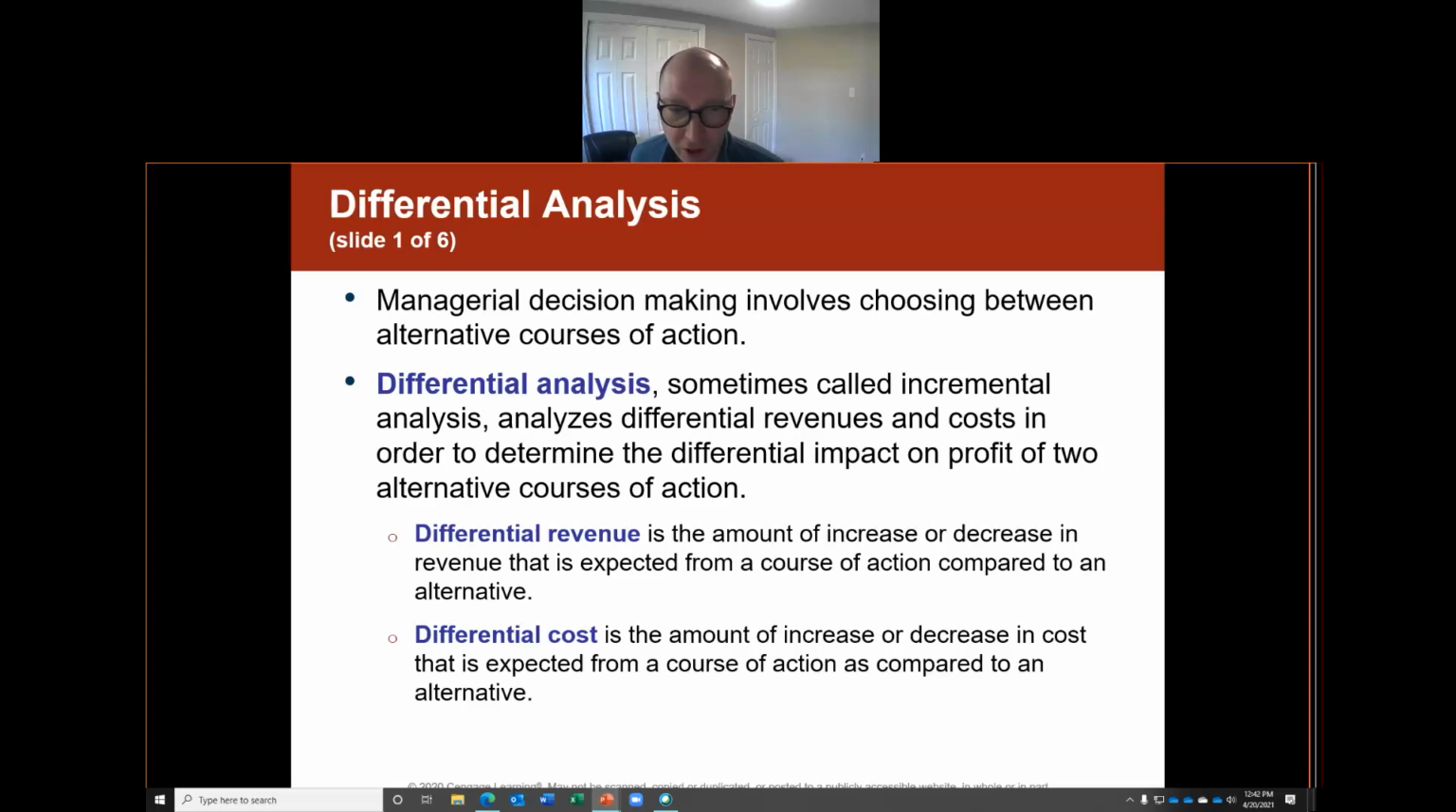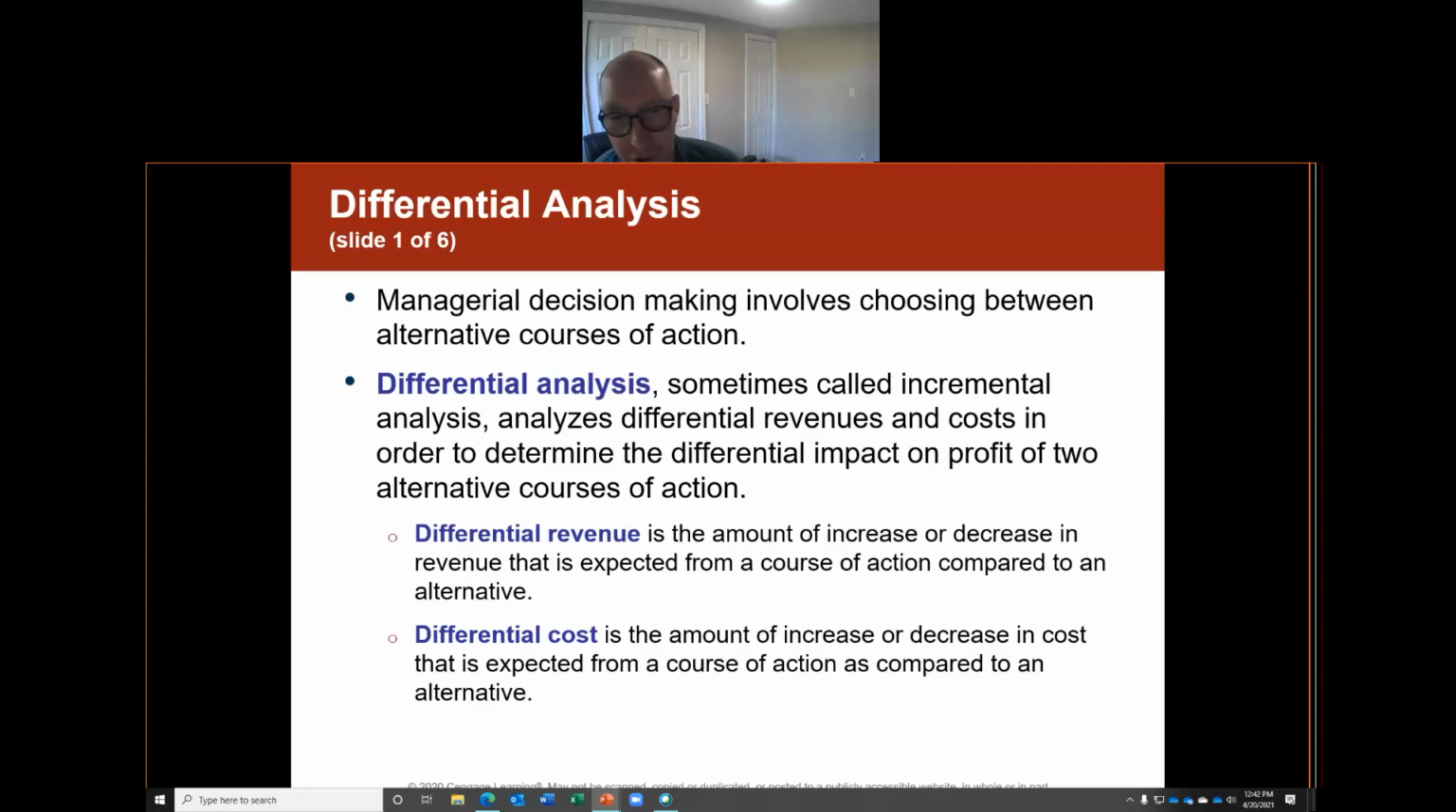You can look at two different investment decisions. Do I invest in cryptocurrency, Bitcoin, or do I invest in cryptocurrency, Dogecoin? There's so many different options out there. And to make that type of decision, we can do this thing called a differential analysis.